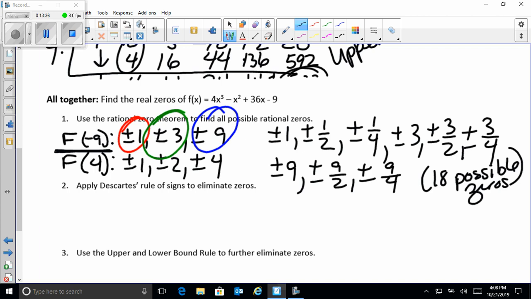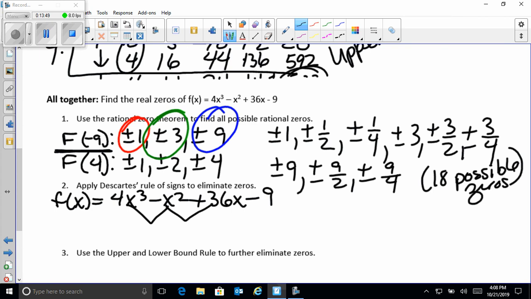So let's look at Descartes, and we'll look at our original function and see how many sign changes there are. Looking at sign changes, here to here, positive to negative. Then I have here to here, negative to positive. Then I have positive to negative. That's 3 changes, so that's 3 or 1 positive. That doesn't really help me, because I have 18, and 9 of them are positive, and I can't eliminate any from them.